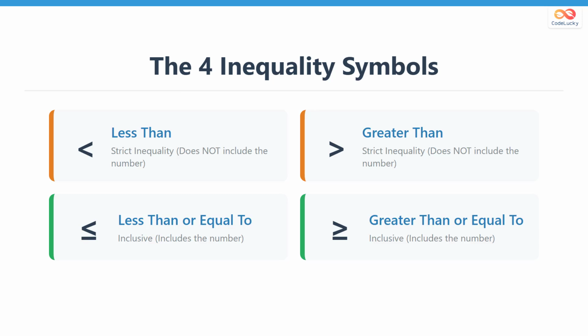First, let's review the 4 inequality symbols. On the left, we have less than and greater than. These are called strict inequalities because they do not include the number itself. On the right, we have less than or equal to and greater than or equal to. These are inclusive, meaning the number is part of the solution.